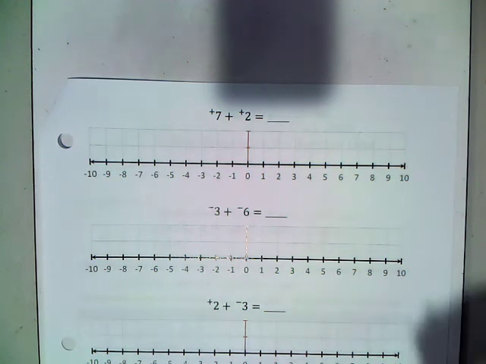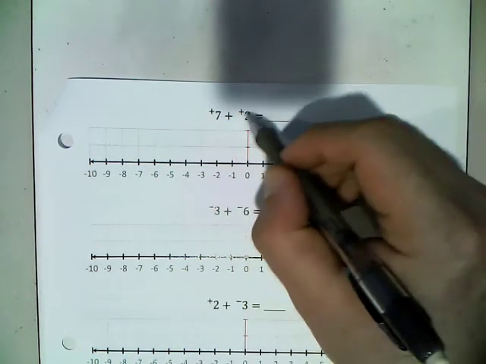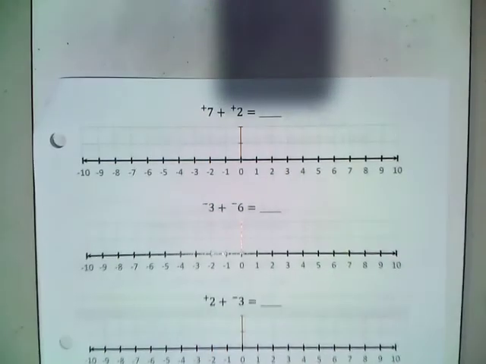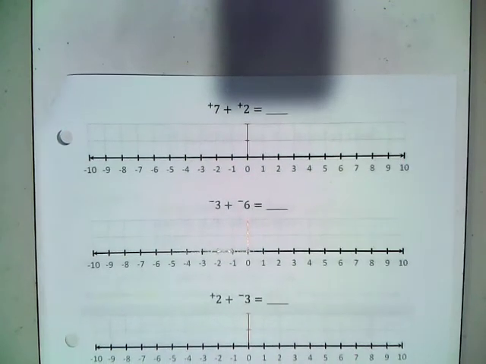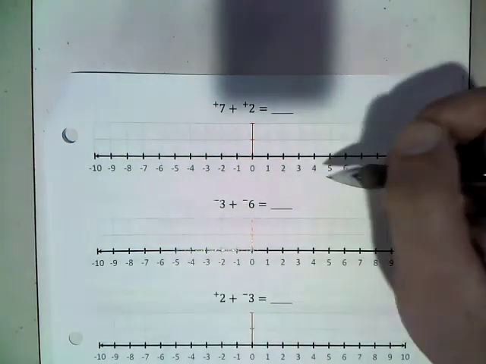So here we go. Next one. So I got positive 7 and a positive 2. Now this should be pretty easy. We already know positive 7 plus positive 2. That's just 7 plus 2. This is 9. But we want to learn how to model this. Okay, that's the point of the lesson today. We want to learn how to model this on a number line.